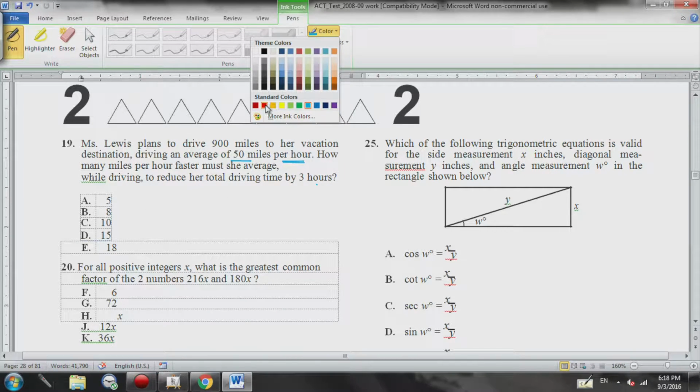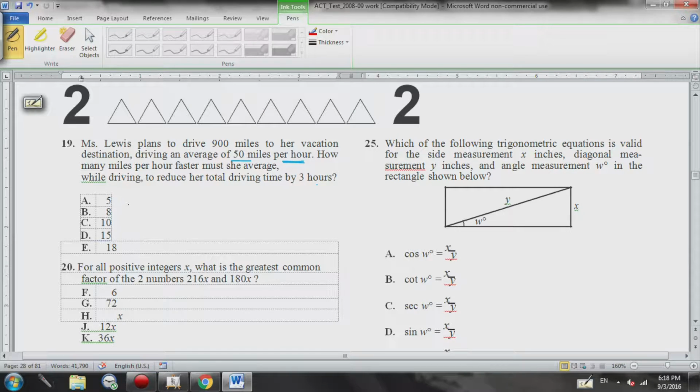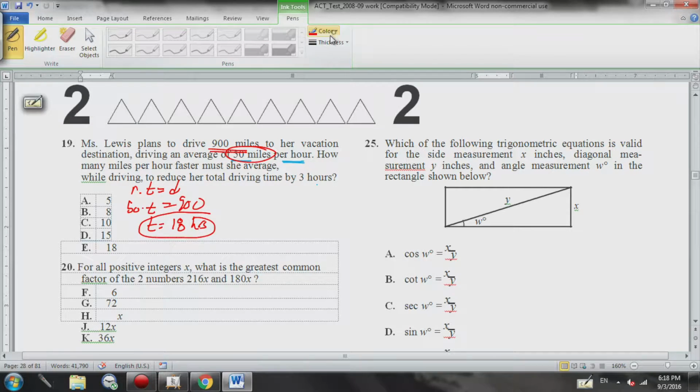So rate times time equals distance. First trip, distance is 900. Her rate initially is 50. How long does it take? If you divide both sides by 50, you get 18 hours. That's a long drive.